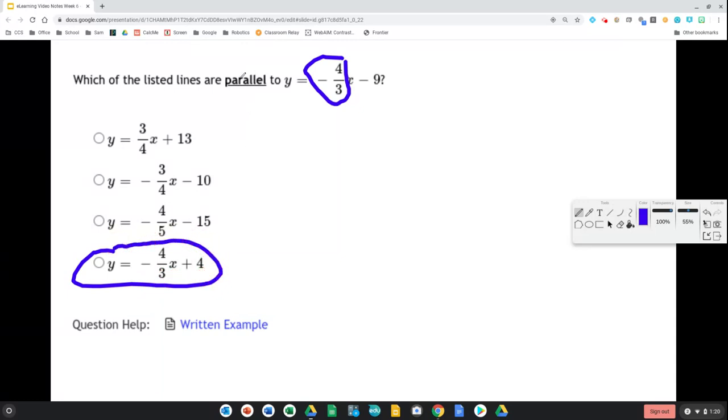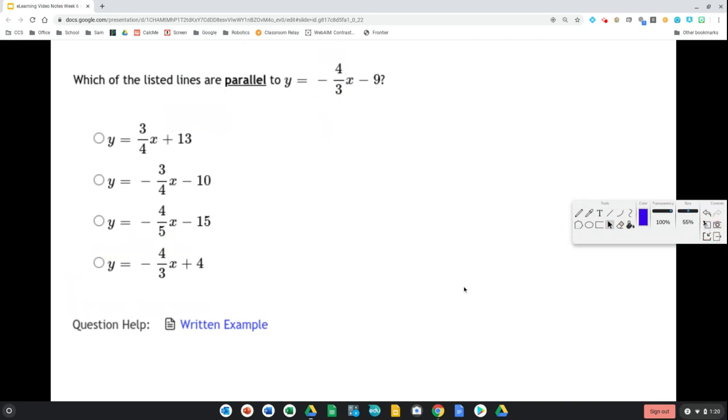Now, if that had said perpendicular, which choice would you have picked? If it was perpendicular, we want to change the sign. So we want to look for one that's positive, and instead of being 4/3, we want 3/4. So if it was perpendicular, you would have picked this choice up here. That's our perpendicular one. But the one we would have answered for this question is the last one, because that's the one that's parallel.